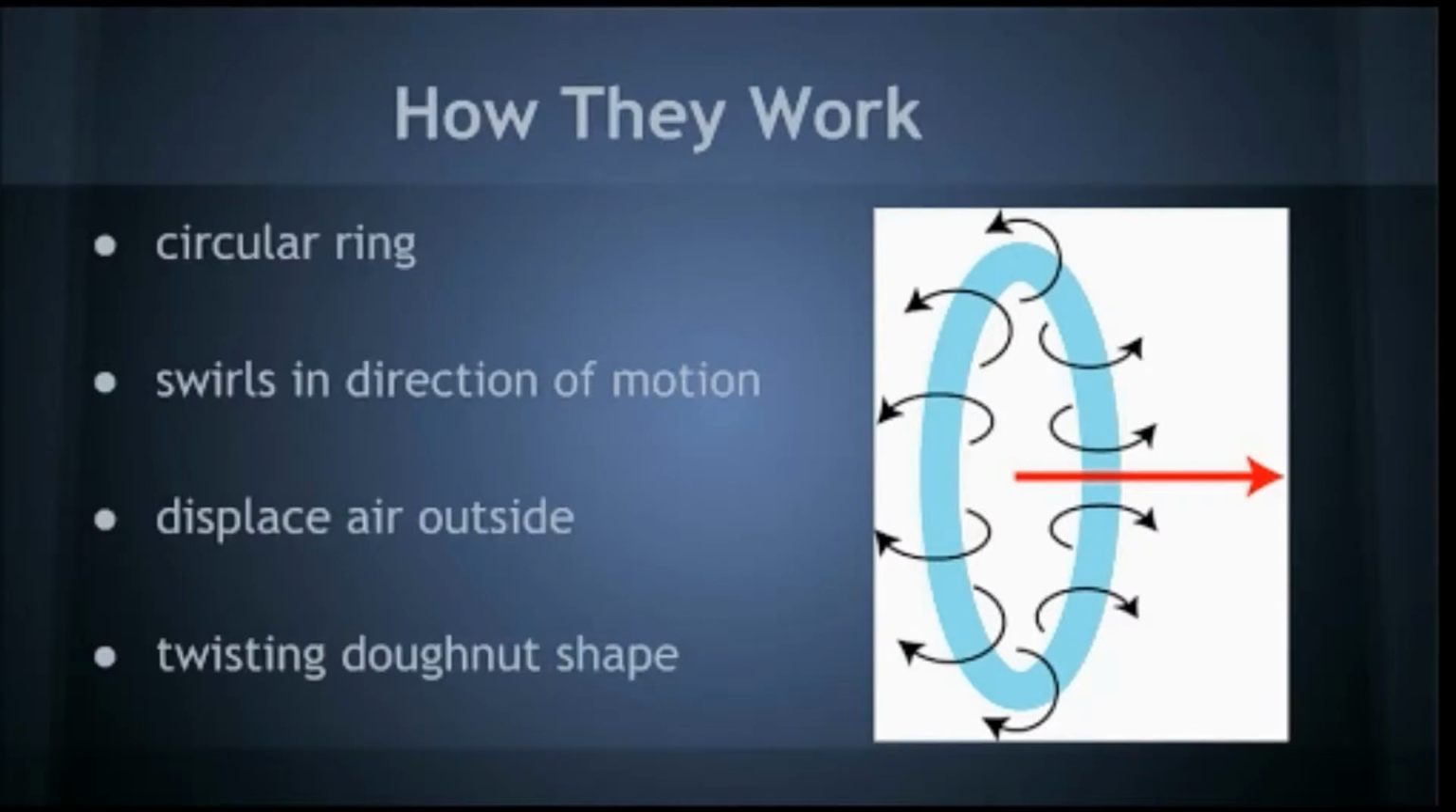So how does the vortex ring work? The molecules within the ring circulate around it, swirling up and around it in the direction of motion. When the membrane of the vortex cannon thrusts a burst of air out of the hole, it displaces the surrounding air outside. The surrounding air swirls around in the shape of a twisting donut.